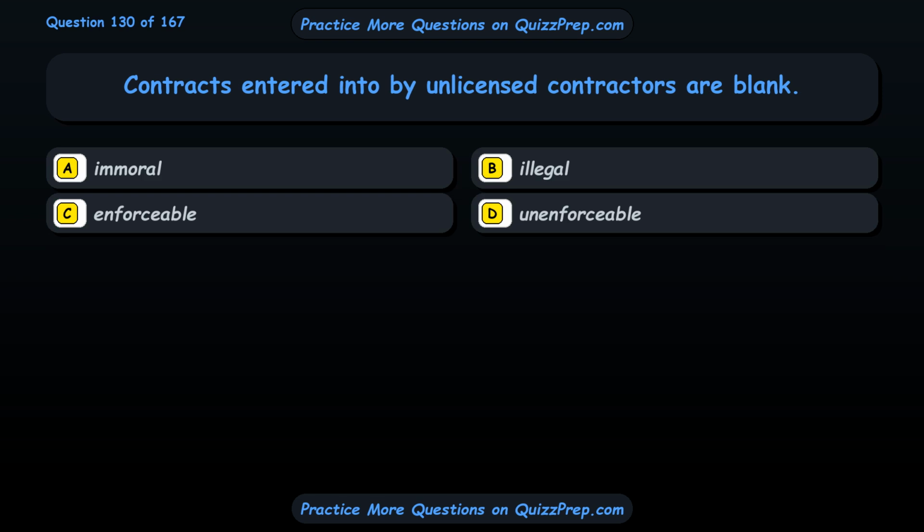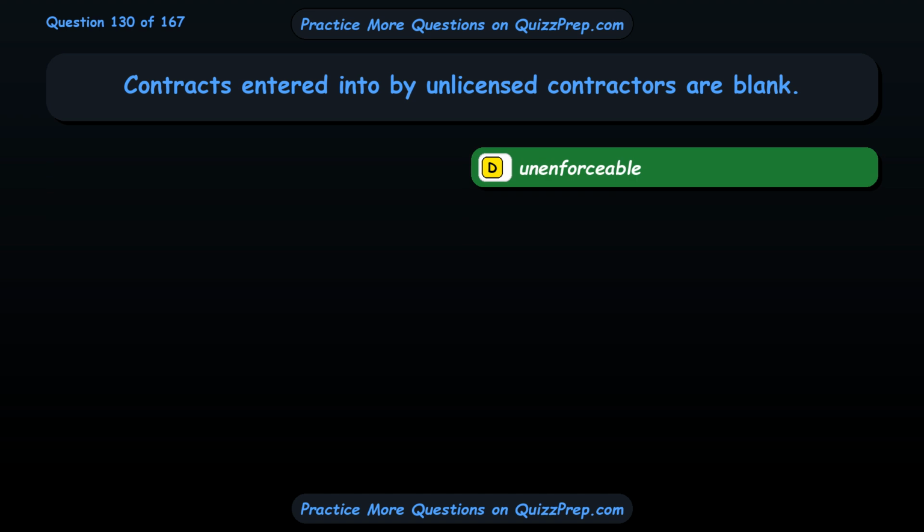Question 130. Contracts entered into by unlicensed contractors are blank. Option A, immoral. Option B, illegal. Option C, enforceable. Option D, unenforceable. The correct answer is option D, unenforceable.